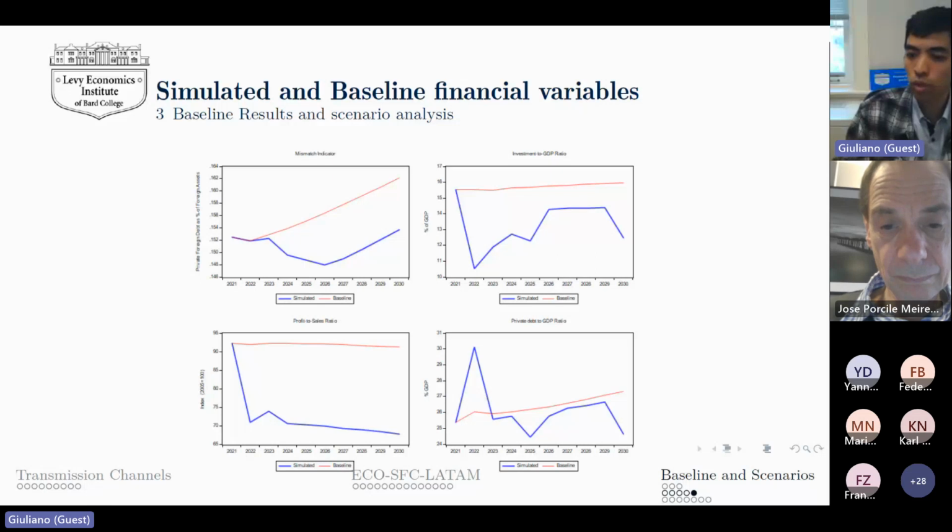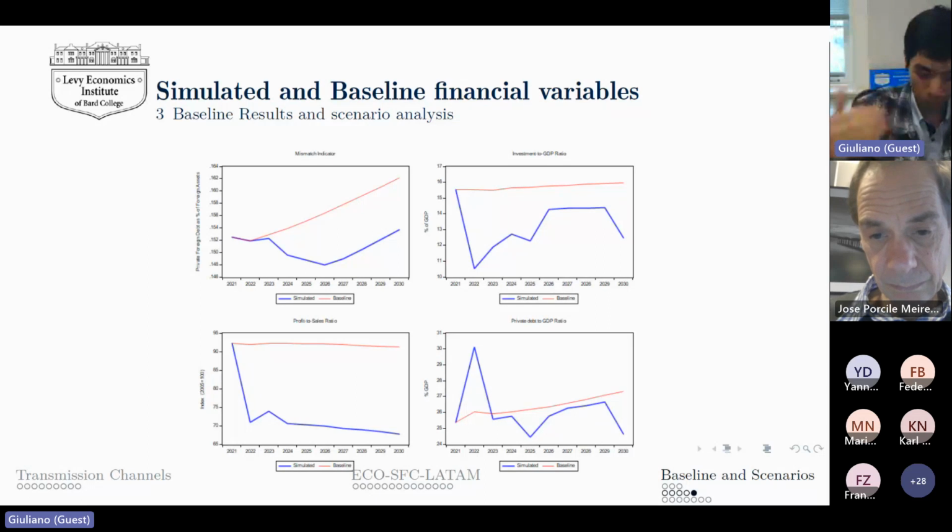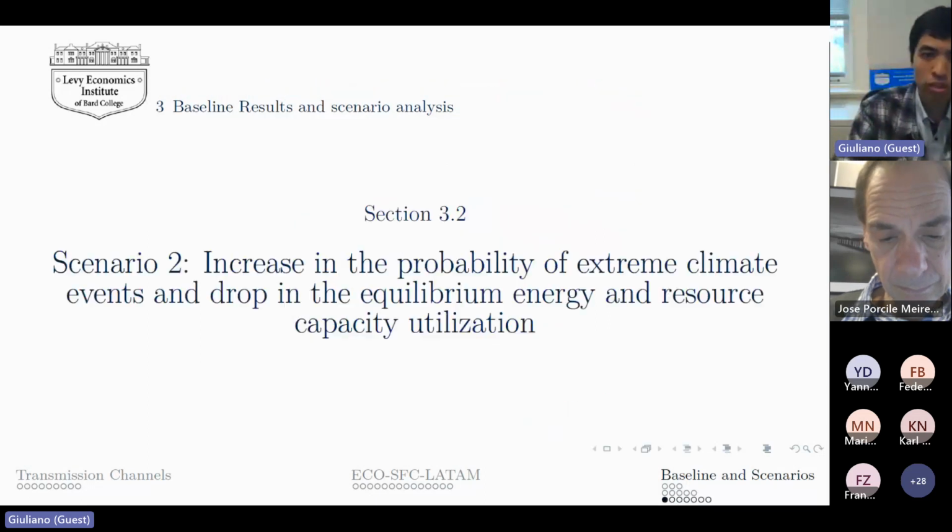And with also a stagnation, also a collapse of the investment to GDP ratio, and also the profit to sale ratio.